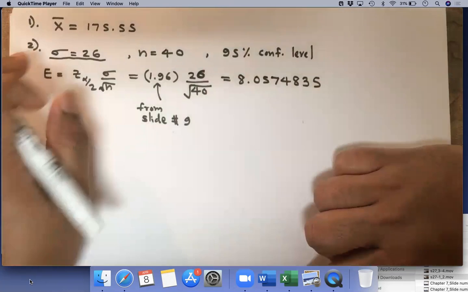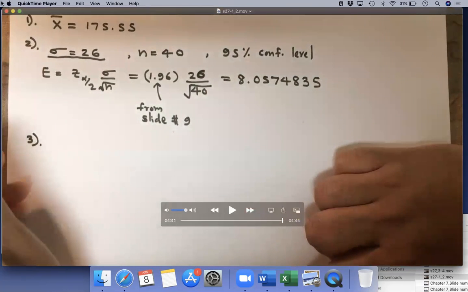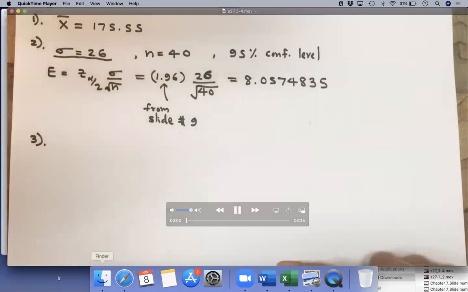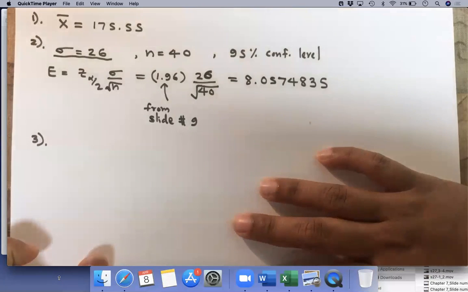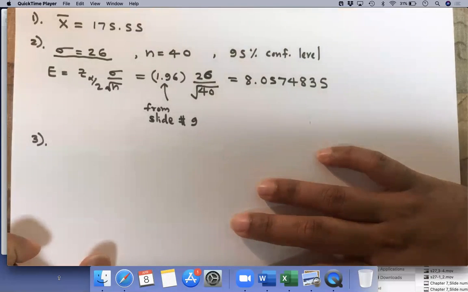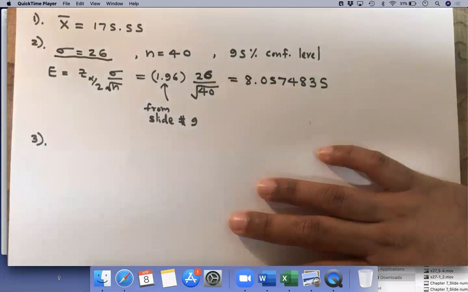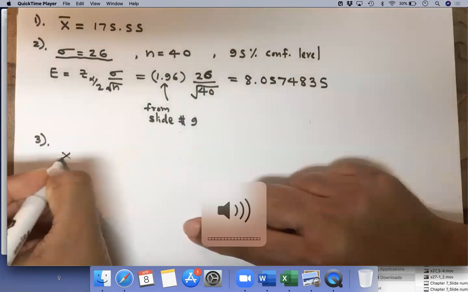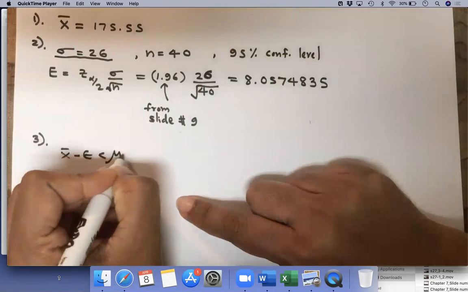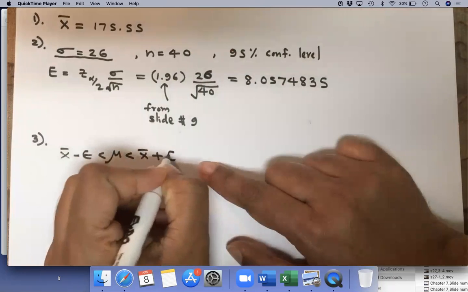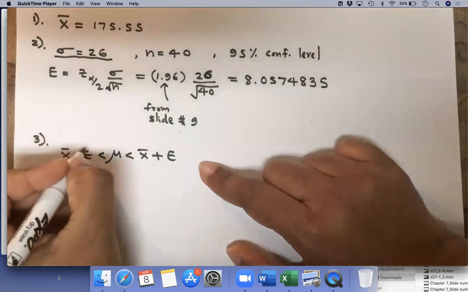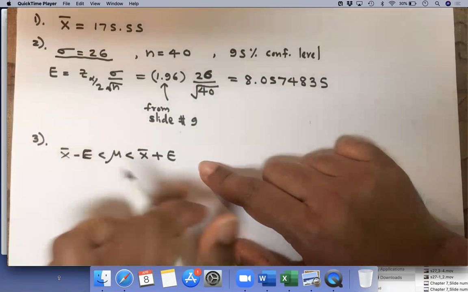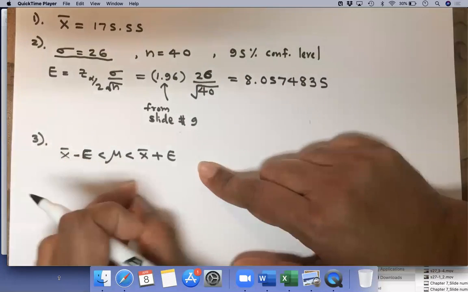It's our part 2. Now what is our third part? The third part is to construct a 95% confidence interval for mu. So what is the formula for constructing a confidence interval? This is the formula: x bar minus E less than mu less than x bar plus E. If you know x bar and E, substitute values here, then you can find the lower confidence limit and upper confidence limit for mu.